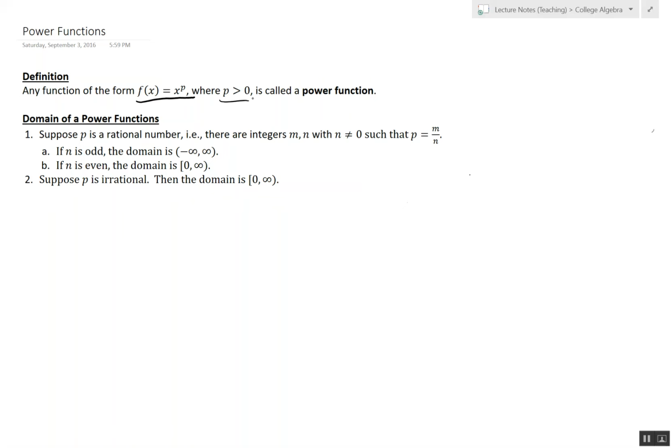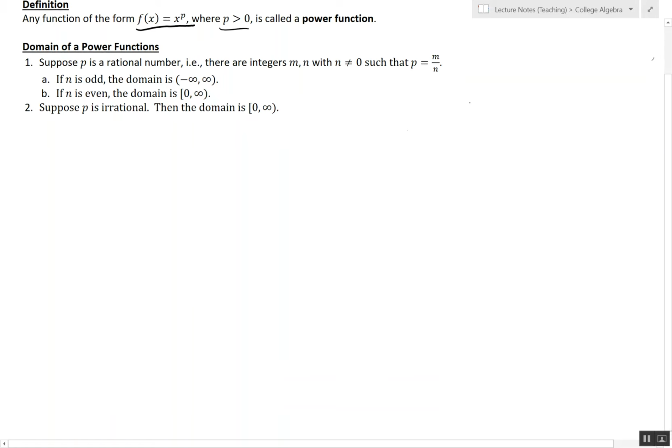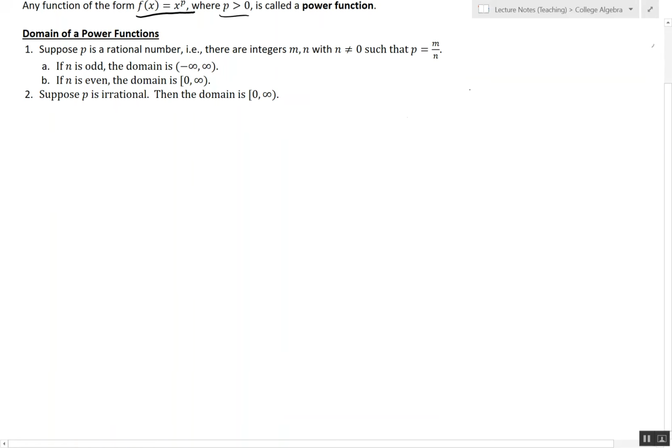So let us look at the domain aspect first. The domains of a power function depend on one of two things. Is your exponent a rational number, i.e., can it be written as a fraction? And remember that all whole numbers can be written as fractions, so that includes all those types of problems. But also if p is irrational, like if p was pi or some other irrational number.